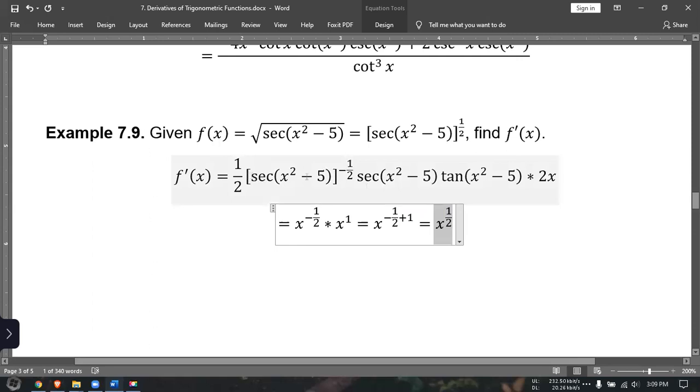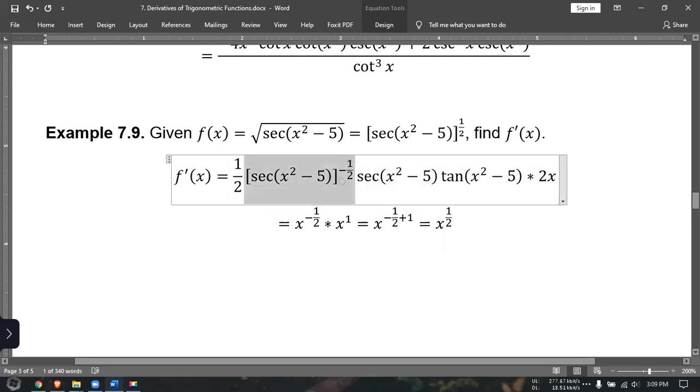We have secant x squared minus 5 raised to negative 1/2 times secant x squared minus 5. If we let secant x squared minus 5 as x, basically we just have here x raised to negative 1/2 times x raised to 1. Right? Now here, this is what I'm trying to explain to you. This is basically x raised to negative 1/2 times x. Okay. So this is just x raised to 1/2.